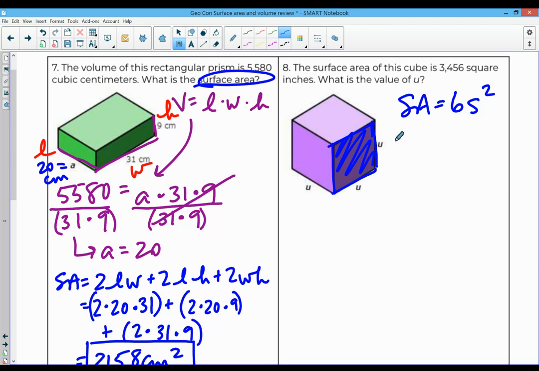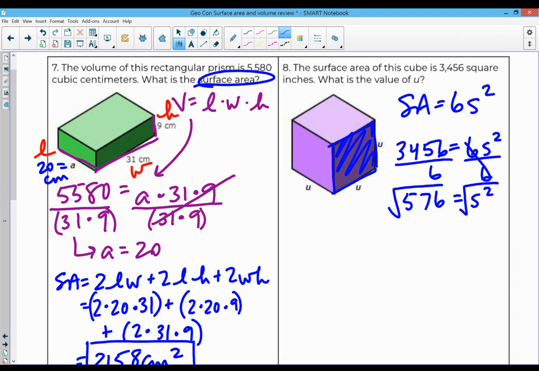So since they're giving us the surface area, 3,456 equals 6s squared. We want to find s. First, I'll divide by 6 on both sides. And that gives me 576. But that's s squared. So I need to take the square root of both sides. That's what undoes that. And I get 24. You want to know what's the value of u. That represents the side. So u equals 24.